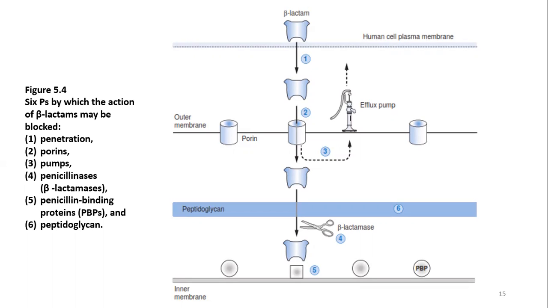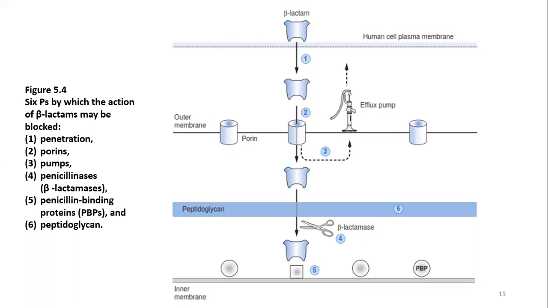So the first one is penetration. Penetration means that it cannot enter our normal human cell. Our normal human cell is surrounded by a plasma membrane, and these natural penicillins cannot penetrate across our plasma membrane. Keep this thing in mind. So it is also such a type of resistance. Two types of microorganisms, Rickettsia and Legionella.